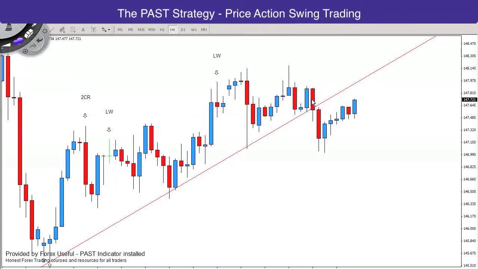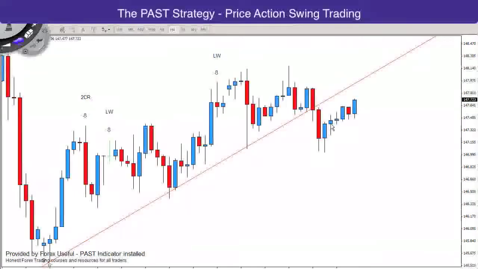Morning, guys. It's 8:45 on Thursday, the 4th of December. This is the Euro Yen chart. It's the 4-hour chart, and I'm just going to do a quick update video on this short setup that we've been tracking over the last couple of days.